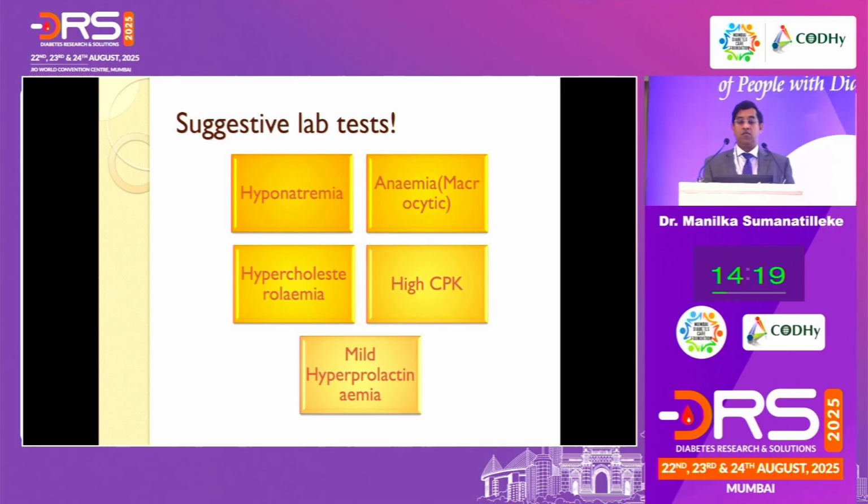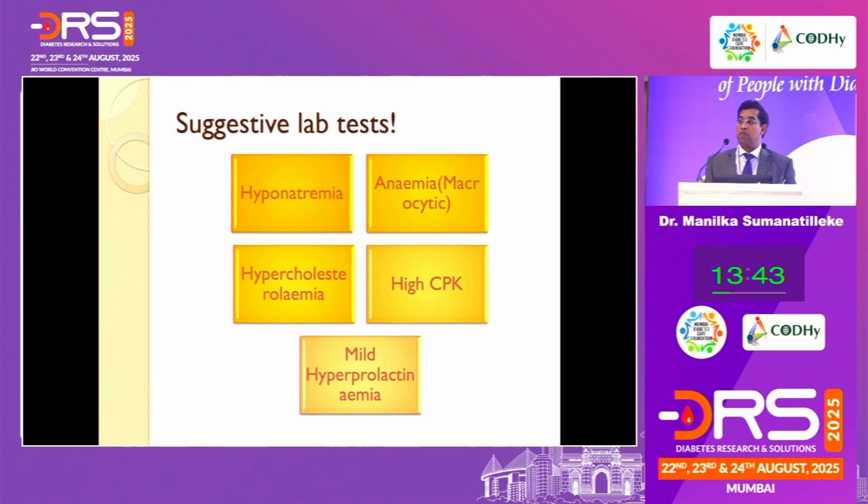And sometimes in your day-to-day practice, unexplained hyponatremia, when you do the thyroid functions, it would be hypothyroidism. Macrocytic anemia, no other cause found. Of course, B12 deficiency, the more common things are there. Think of thyroid. Hypercholesterolemia, very high levels. High CPK, vitamin D replete, no other cause. High CPK, mild hyperprolactinemia. I have seen expressible galactorrhea in people with severe hypothyroidism.